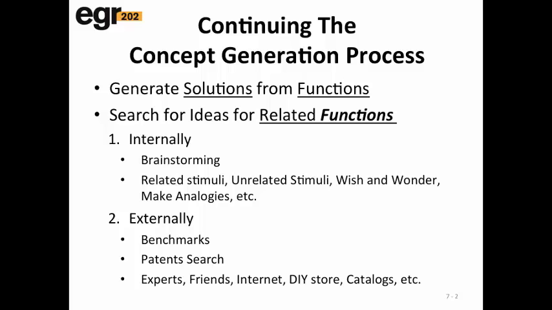So we're sort of forcing the issue by having you do function decomposition. And there are two ways to generate solutions. One is internally, using brainstorming, which is something in your head, obviously, and in your team. And there are other techniques you can use to sort of unblock your brain so brainstorming actually goes better. And we'll talk about those: related stimuli, unrelated stimuli, wish and wonder, make analogies. Those things we'll talk about soon, and you can read those in your book.